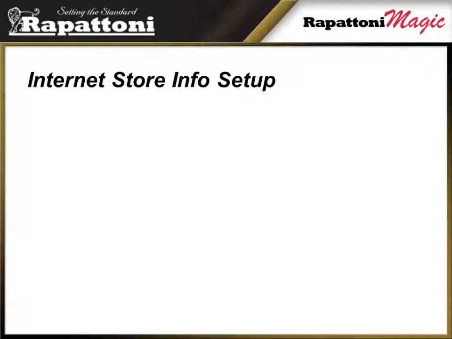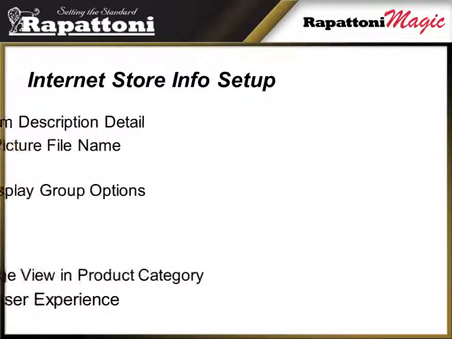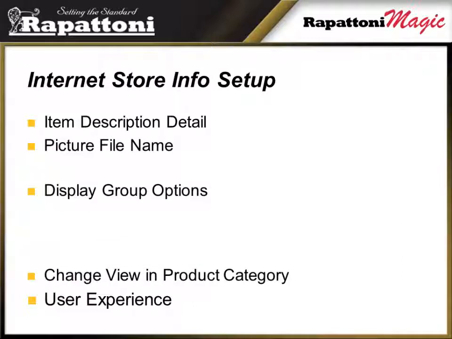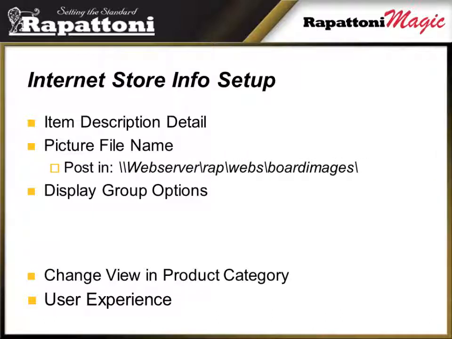Let's review. Thank you, Diane. Let's see if I can do my best to reiterate what you just covered. First, she talked about the item description, the code, the description, and the name for the actual item. She talked about putting a file for a photo into the web server, WAP Web's board images, and so it will show up on the IMS for that item. We also talk about the display group options.